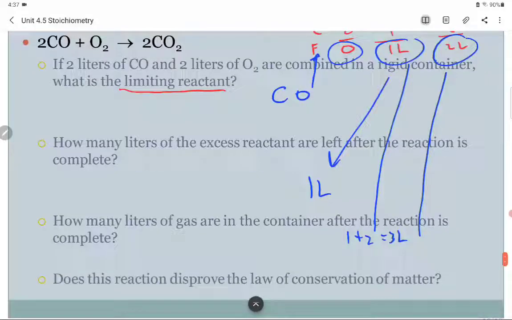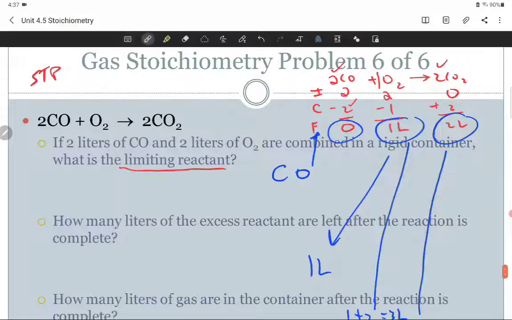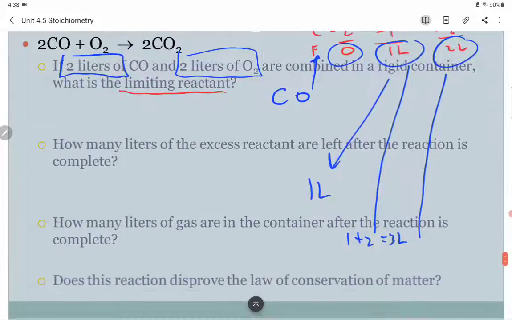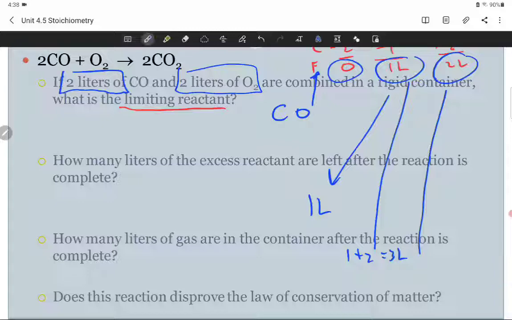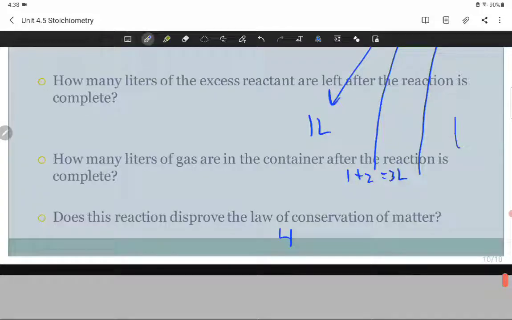And it says, does this reaction disprove the law of conservation of mass? So let's talk, what are they talking about here? Well, they're saying that we started off with 2 liters and 2 liters. So we started off with 2 plus 2, 4 liters, but we ended up with 3. So what we're really saying is 4 liters does not equal 3 liters. Well, it's the law of conservation of matter. And a lot of people also consider this the law of conservation of mass.